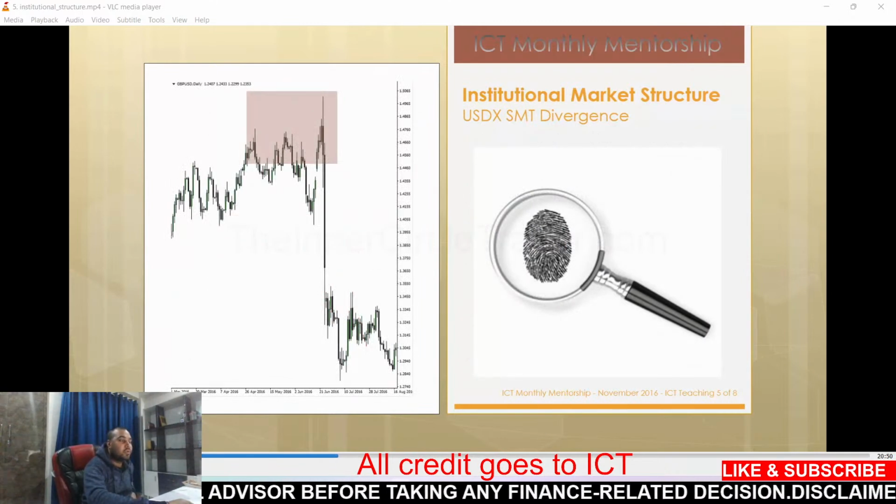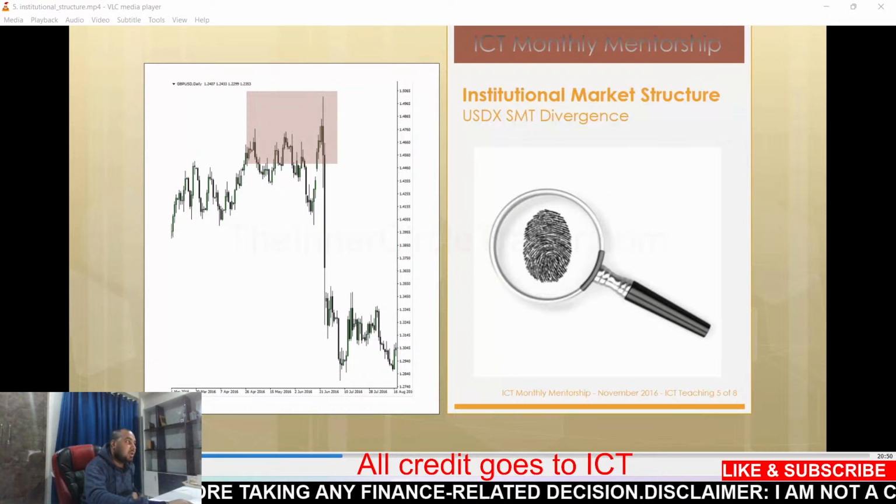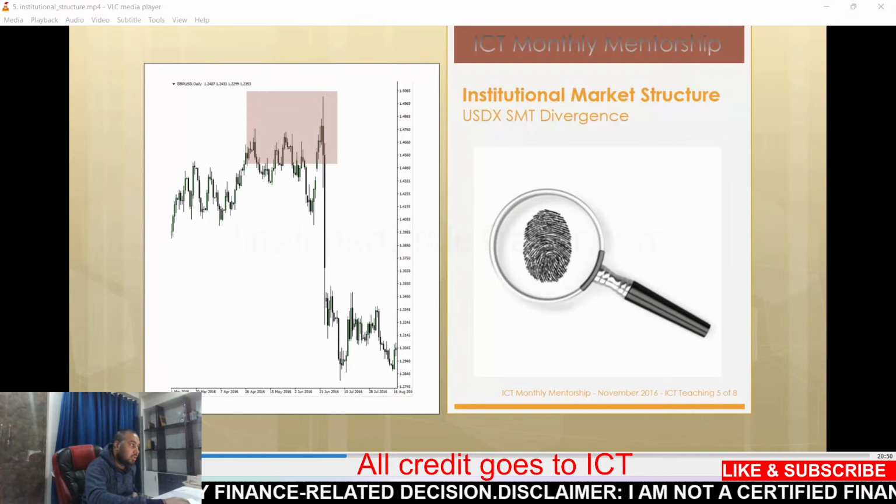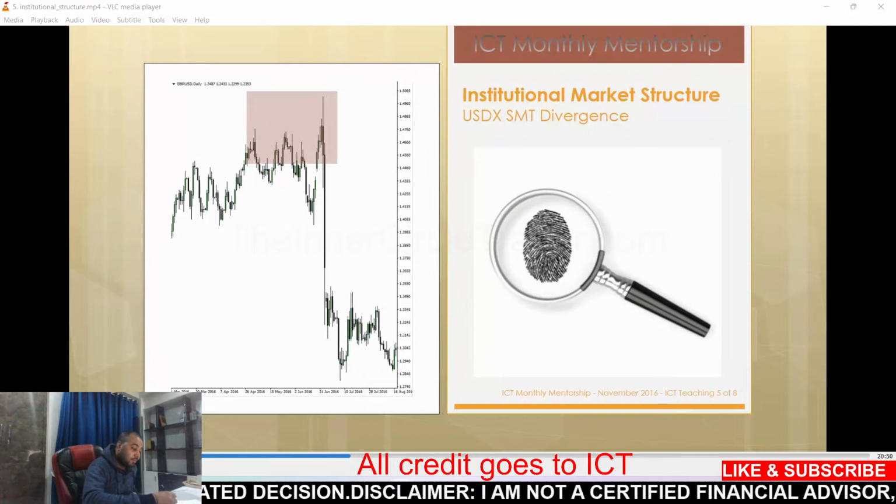Okay, so let's take a look at a case study here. What does this look like in price? We're looking at a daily chart of the British pound USD, or as we call it, the cable. And notice the highs in here, that we have a higher high formed in pound dollar. This is around the end of April going into mid-June of 2016.